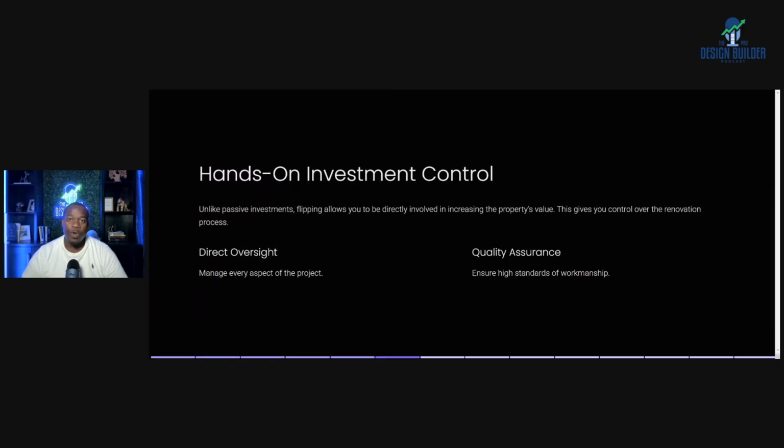Hands-on investment. All right. So house flipping is a very hands-on process. Unlike passive investments, flipping allows you to be directly involved in increasing the property's value. This gives you control over the renovation process, direct oversight, manage every aspect of the project. Quality assurance ensures high standards of workmanship. So, house flipping is a very active process.